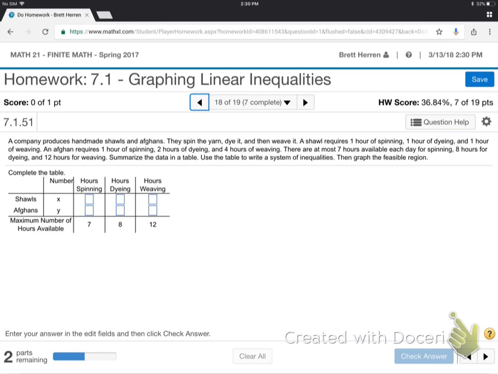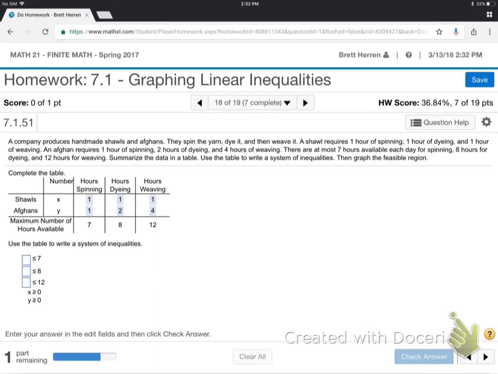So I guess you just fill in the information that they're saying. For the shawls, hours of spinning: a shawl requires 1 hour, so that's 1 hour of dyeing, 1 hour of weaving. The afghan is 1, 2, 4. That wasn't bad. Okay, 1, 1, 1. Yeah, that's a bad question. They set it up funny.